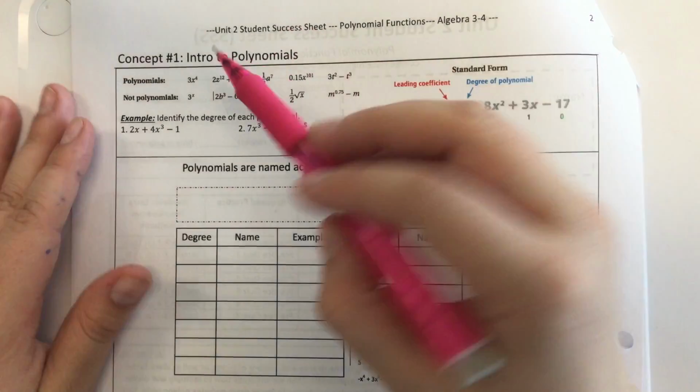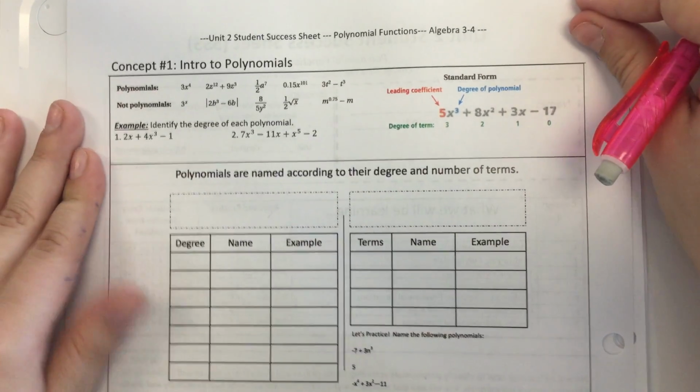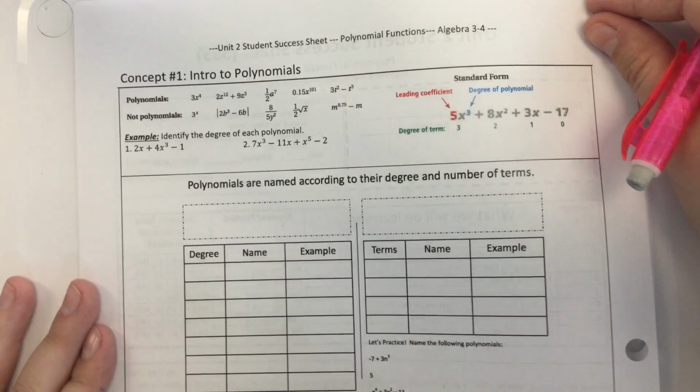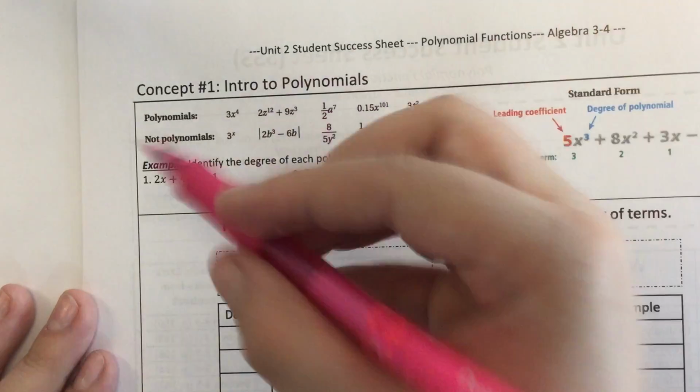Unit 2, Concept 1, Intro to Polynomials. So first of all, I want to take some time to tell you what exactly is a polynomial and what's not a polynomial. If you look up in the top corner of your page, there's a little spot that says polynomials and not polynomials.